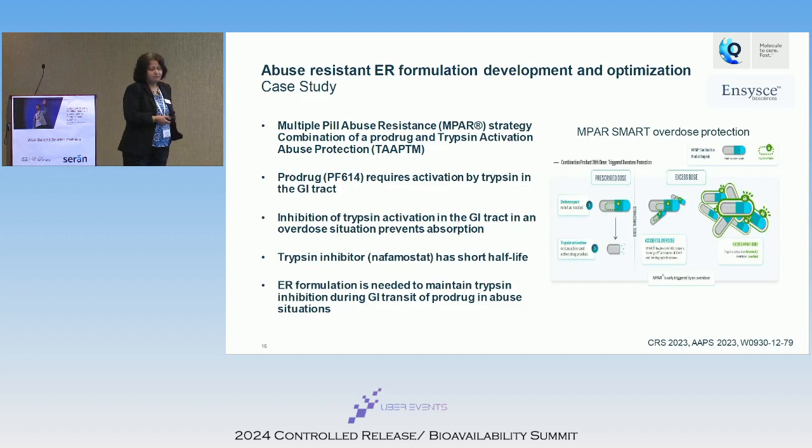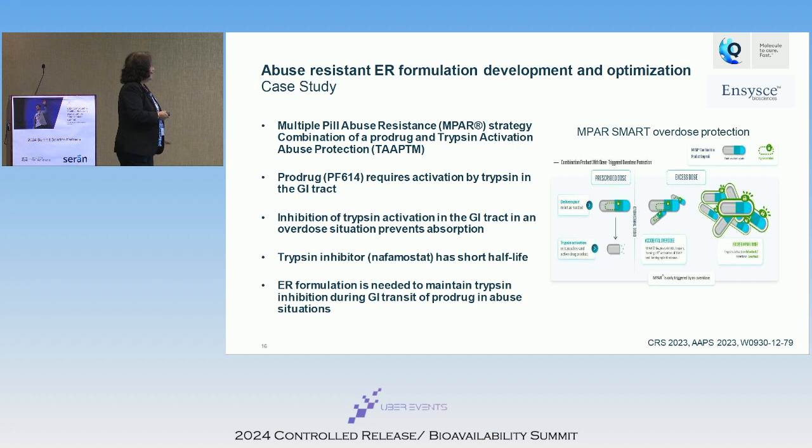This is quite a complex case study, but what I want to show from this example is essentially every compound is unique, and the requirements for getting a certain target product profile are very different. So in this particular case, we know that drug overdose, sometimes intentional, sometimes accidental, is a major issue with pain medications. And so this is a technology which the company Enseiss is working with. And they have a multiple pill abuse resistance strategy along with a trypsin activation abuse protection.